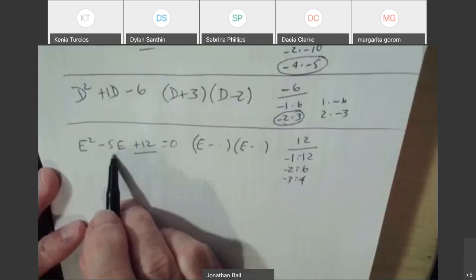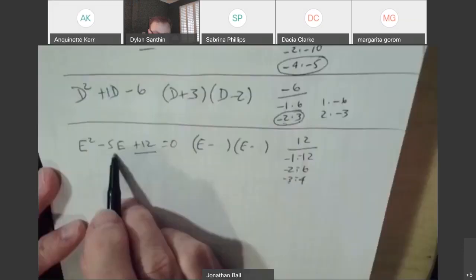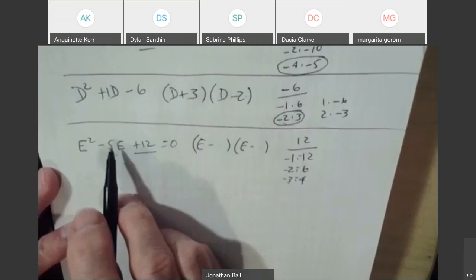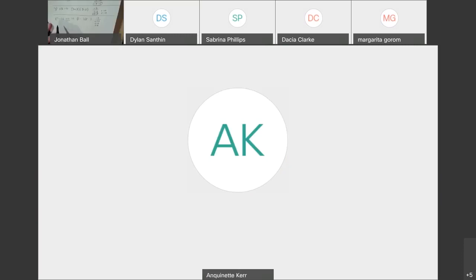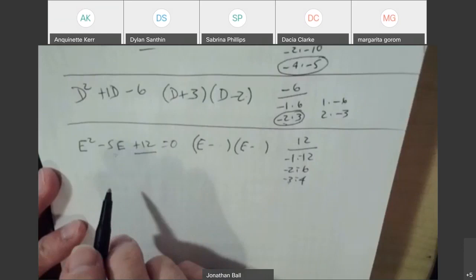Ms. Kerr. It would be 2 and 6. 2 plus 6. -2 and -6. Negative 2 plus negative 6 is negative 8. I mean -3 and -4. I'm sorry. Negative 3 and negative 4 is negative 7. So it's undefined then. Absolutely. Good. Excellent. This is undefined.